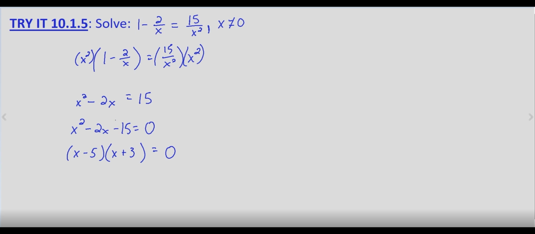And now we use the zero product property. And to use the zero product property, we set each of our factors equal to 0. So x minus 5 equals 0, or x plus 3 equals 0, which gives us x equals 5, or x equals negative 3. Now, tentatively, this is our solution.